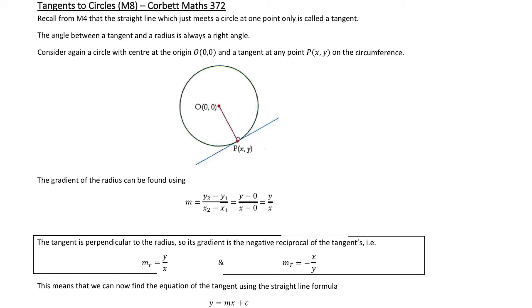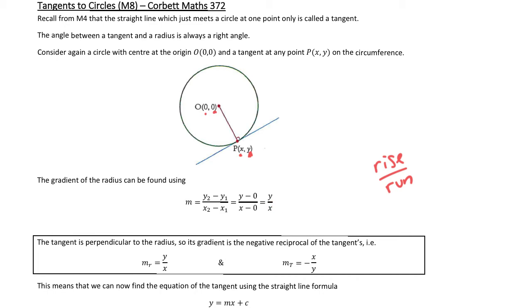The gradient of the radius, if we think back to gradient, is found using this formula: y2 minus y1 over x2 minus x1. The other way we think about that is rise over run. So if we look at the coordinates, it's going to be y take away 0 over x take away 0, which simplifies to y over x. So that means the gradient of the radius is y over x.